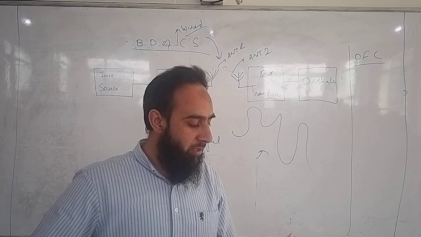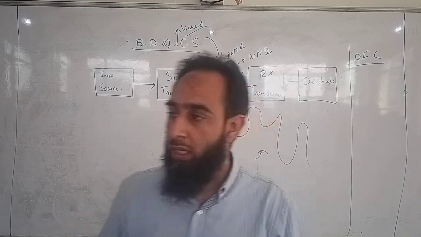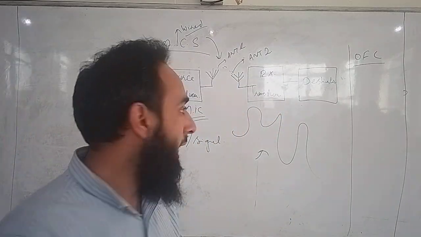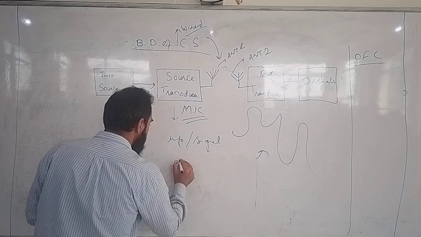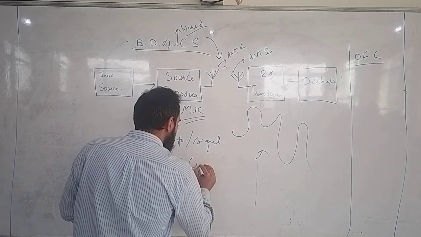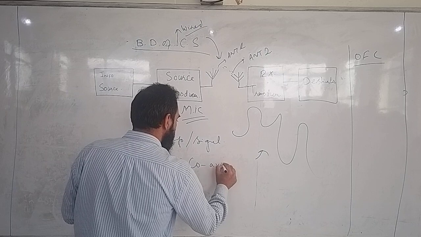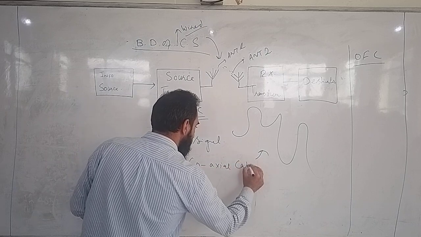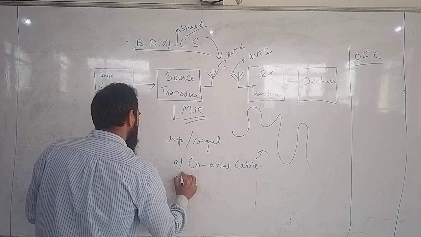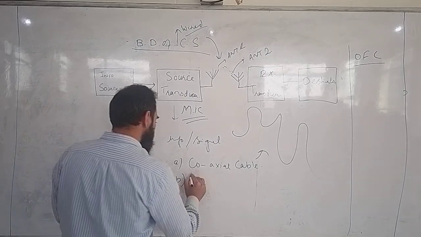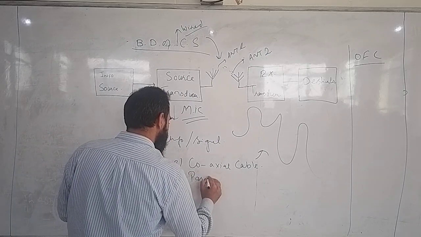And the channel can be in the form of a coaxial cable, or it can be a parallel wire.